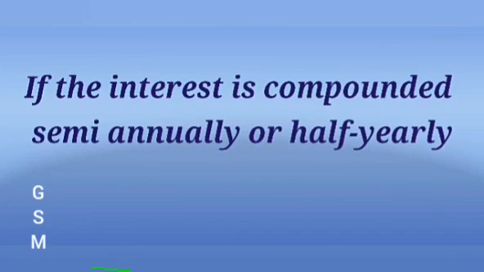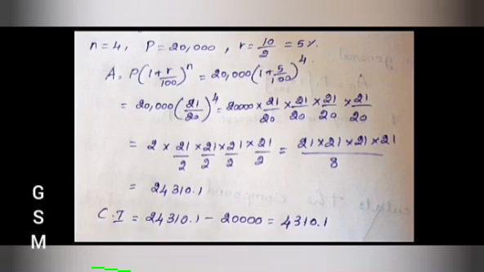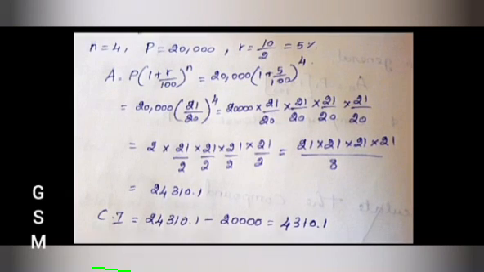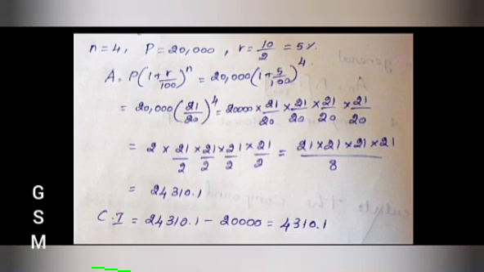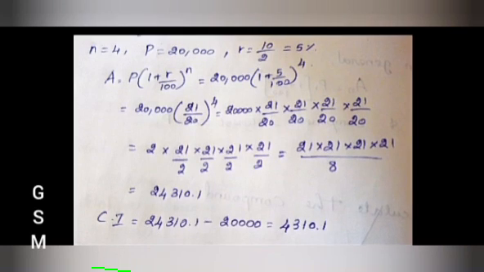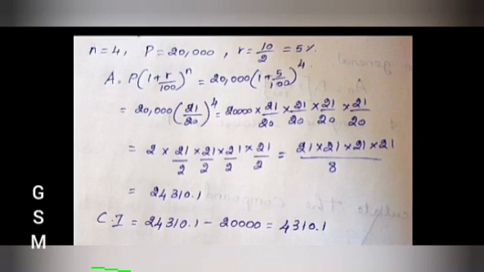Now let us see what the compound interest will be if the interest is compounded semi-annually or half-yearly. We know that to calculate the interest compounded half-yearly, we have to divide the rate of interest by 2 and multiply the number of years by 2. Then the number of years will be 4 and the rate of interest will be 10 divided by 2, equal to 5%. And the amount is P into 1 plus R divided by 100, the whole power n.